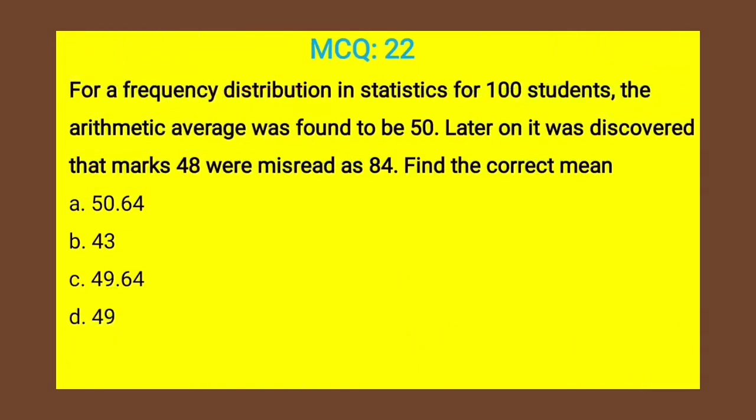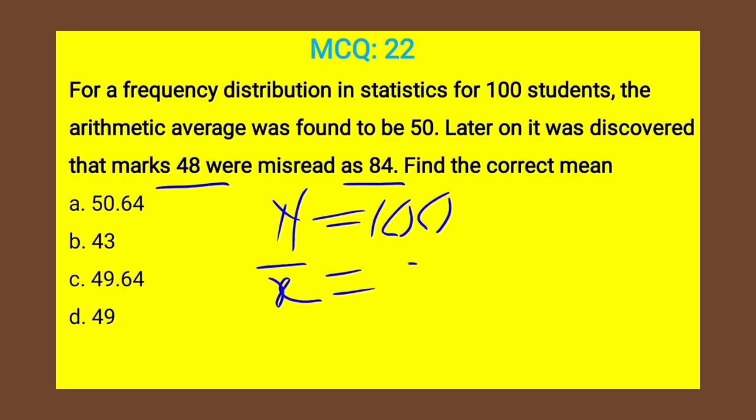question 22. For a frequency distribution in statistics for 100 students, the arithmetic average was found to be 50. Later, it was discovered that marks 48 was measured as 84. We are asked to find the correct mean. Realize that the number of students was 100, right? And our mean, which was X bar, was 50. That is where there was an error, because the 84 marks that we included in the total summation of the total marks should have been 48 and not 84.